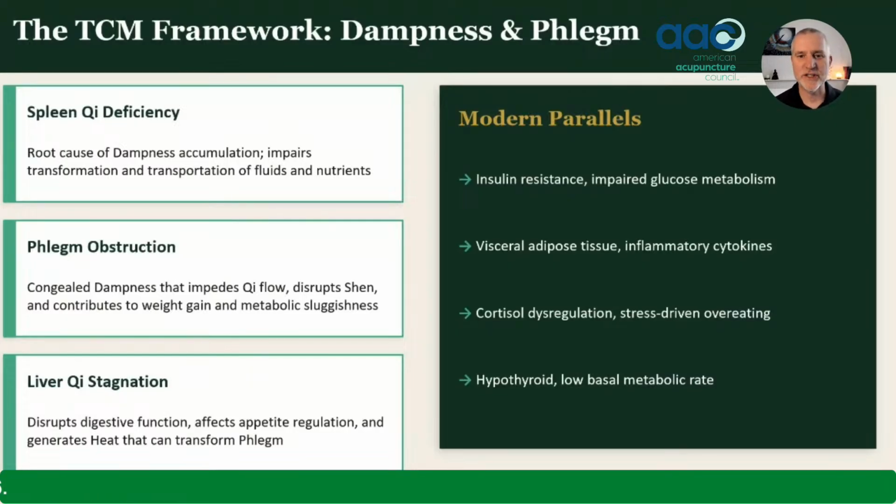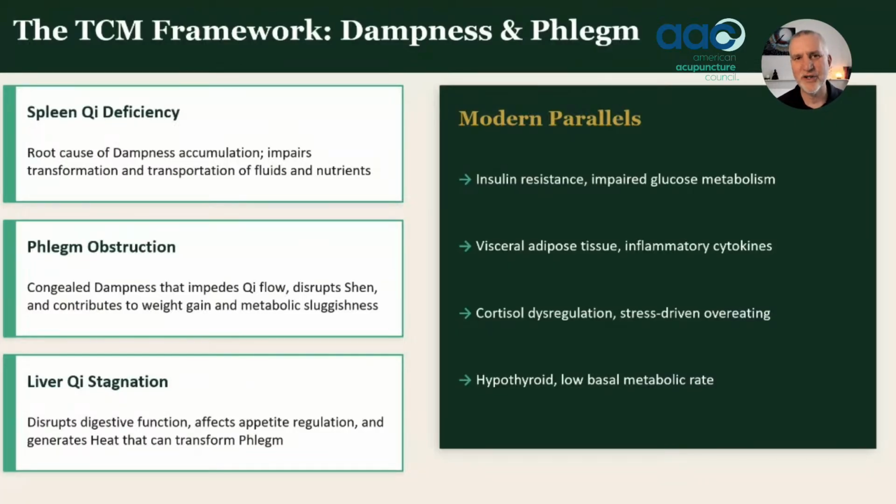Liver qi stagnation is the third pattern. That's a very, very common pattern. Everybody knows it, but it really has an effect on disrupting digestion, peristalsis function, and affects appetite regulation. We can have cravings created by liver qi stagnation, and it generates heat that can transform dampness into phlegm.